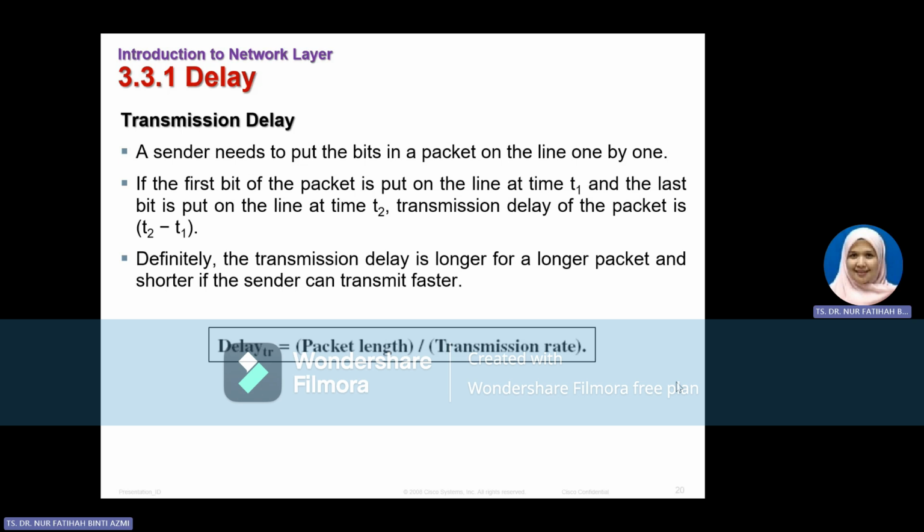The first one is the transmission delay, which is the time to push all bits of the packet onto the link. For example, a bigger packet or a slower link will take a longer delay. So this is the formula for transmission delay: delay is equal to the packet size, or packet length, divided by the transmission rate.